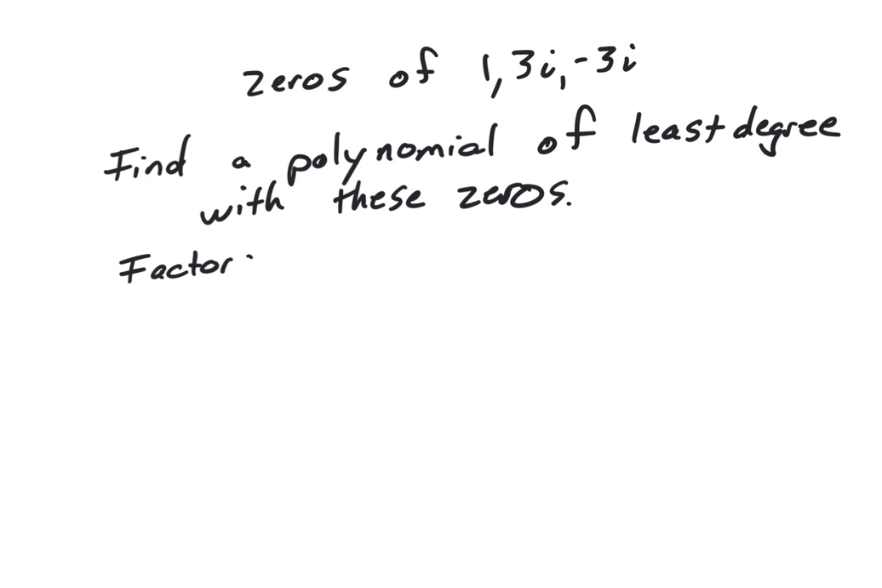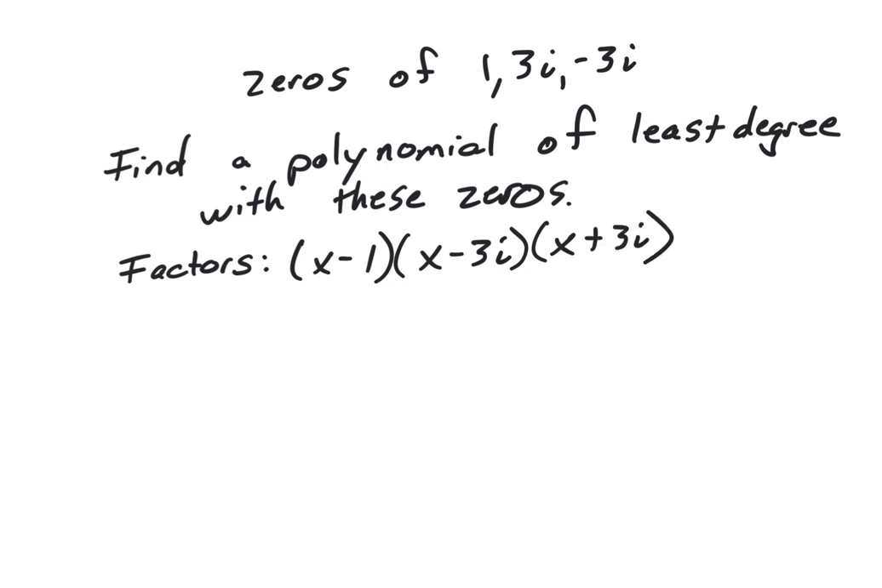Last week, we talked a little bit about finding the factors and finding the zeros of a polynomial, and we said that those two correlate with each other pretty easily. So in this case, the zeros are 1, 3i, and negative 3i, and to write the factors, we always do x minus whatever the zero is. So this would be x minus 1. And same thing for the imaginary zeros: x minus 3i, and then x plus 3i.